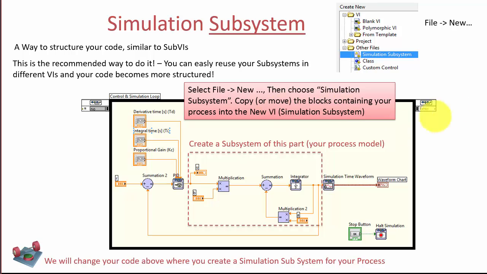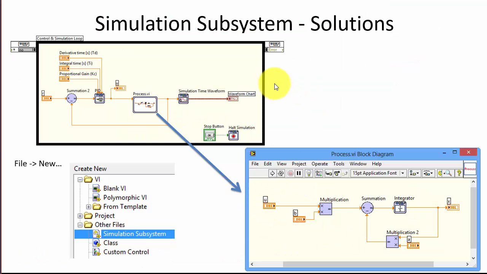So we start with our previous example, and the thing we want to do now is to take our process, which we have here, and transform it into a simulation subsystem. So let's do that in LabVIEW. Here you see how it should be when we are finished. Here was our previous process. We have transformed the process into one single block called a simulation subsystem. So let's see how we can do that inside LabVIEW.